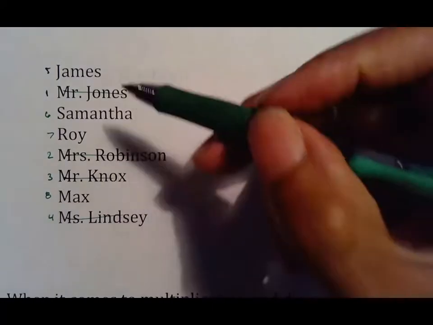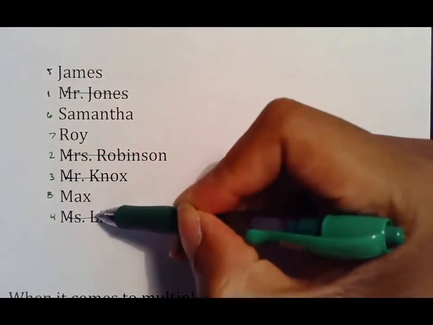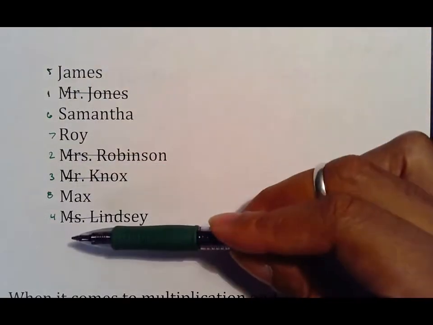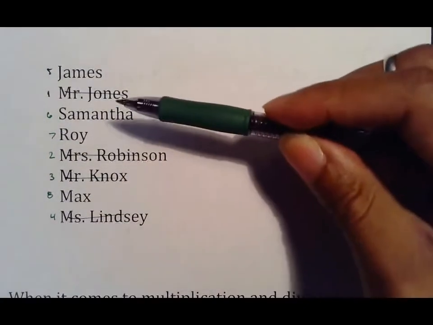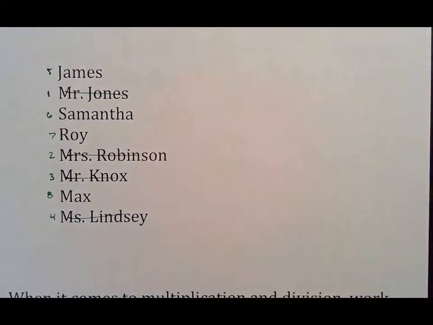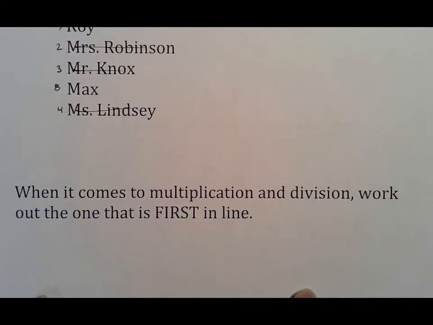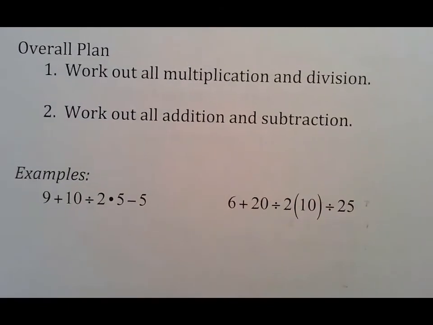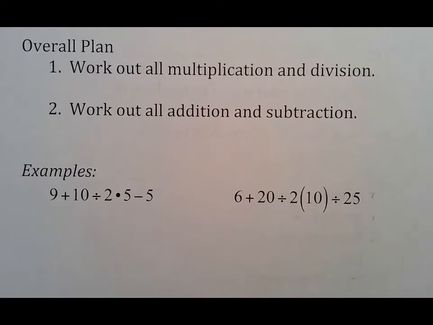Okay? So teacher, teacher, teacher, teacher, student, student, student, student. Notice we're still going front to back based off of who's in line, but again, teachers get fed based off of who's in line first. Once all the teachers are fed, we feed the students. So when it comes to multiplication and division, work out the one that is first in line as you just saw me do. Okay? So the overall plan is that you should work out multiplication and division first.